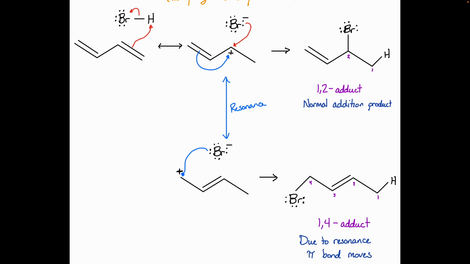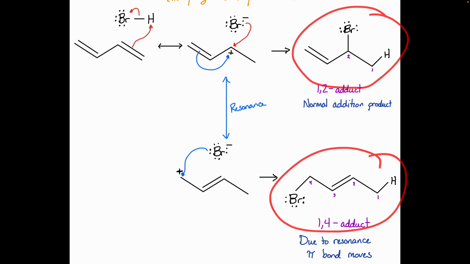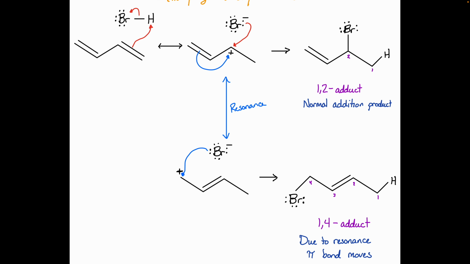Cool? All right, so first of all, nothing too terribly crazy different about our nucleophile and our electrophile. Our nucleophile is still going to be that pi bond. Our electrophile is that strong acid, that hydrobromic acid. But we've created this allylic carbocation, and allylic carbocations can undergo resonance, which is why we have these two possible addition products here.